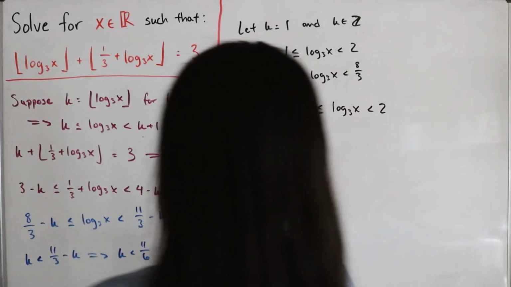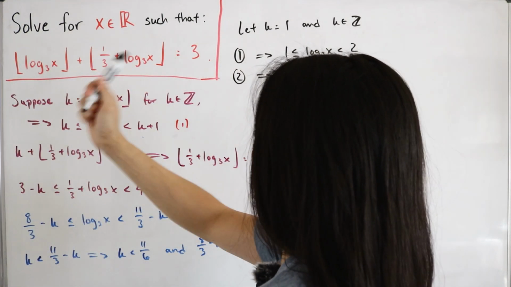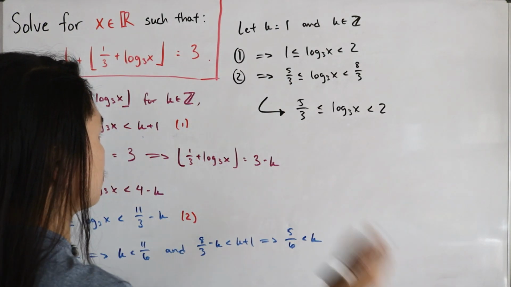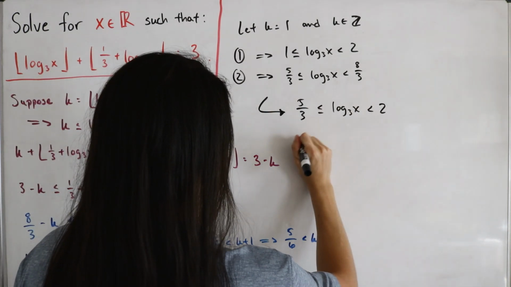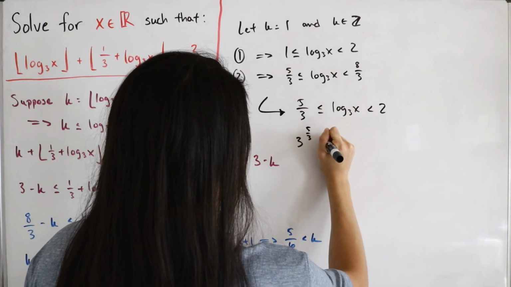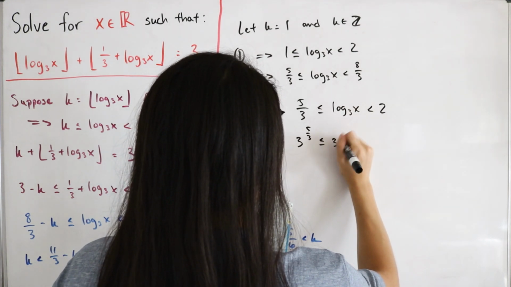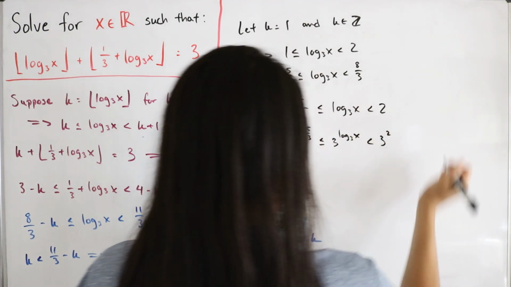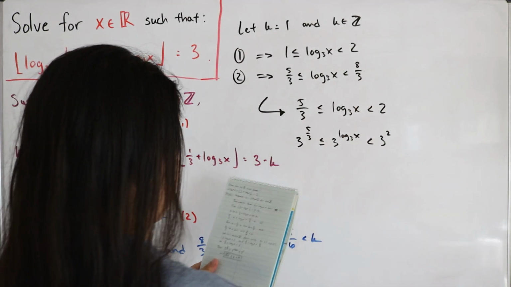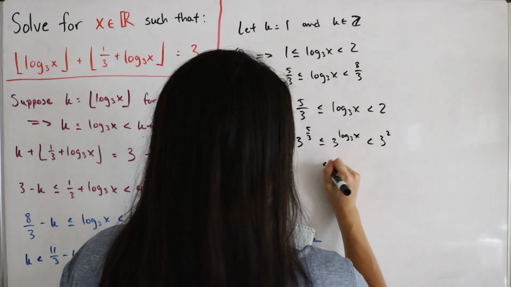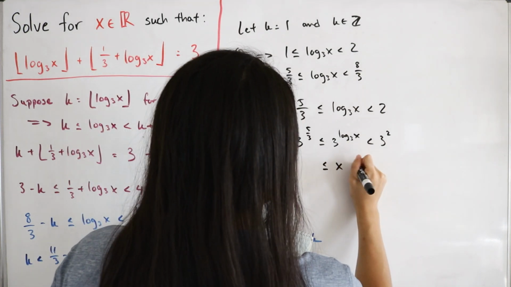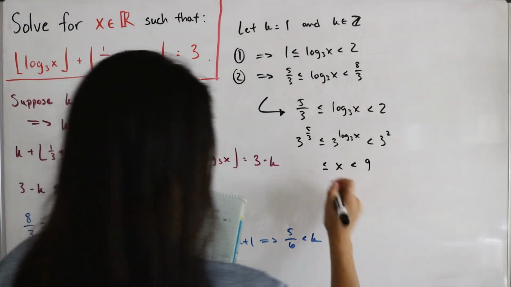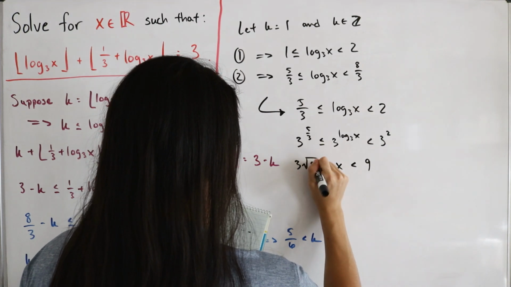Now, of course, the objective here is to find all real numbers x that satisfy this. We just need to get x by itself, and we can do so by taking base 3 of all this. So that means 3 to the power 5/3 is less than or equal to 3 to the log base 3 of x, which just gets x by itself, and then 3 squared. So all this together yields the following: x in the middle, this is just going to be 9, and over here, if you solve this out and get it to its reduced form, this is going to be 3 times the cube root of 9.